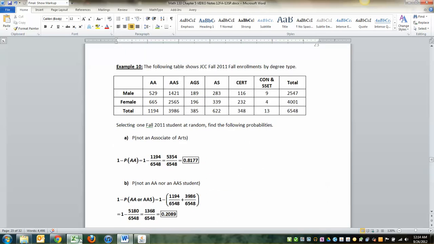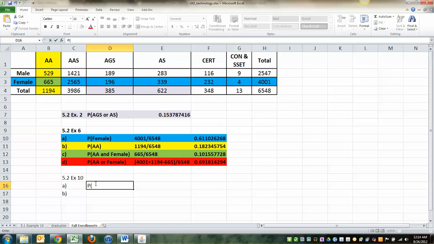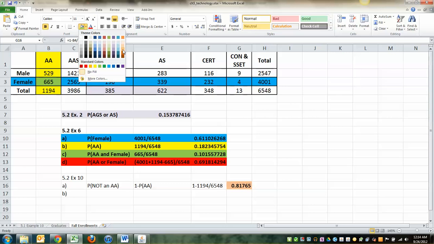Okay, so they want the probability of not an associate of arts, right? So that would be 1 minus the probability of associate of arts, right? Which is 1 minus, now what's the associate of arts? That's 1194 divided by 6548, which is equal to 1 minus, and I'll just do it all at once, 1194 divided by 6548, boom. There we go. That's the final answer right there. I'm going to pick a color here. How about peach? That looks good. All right, so there's that one.